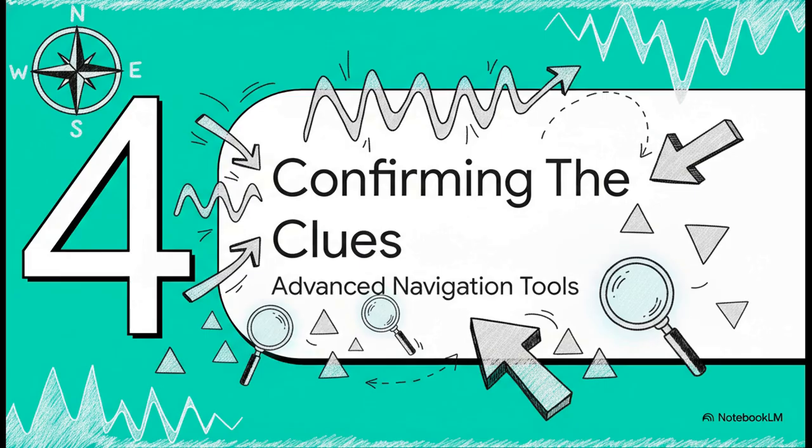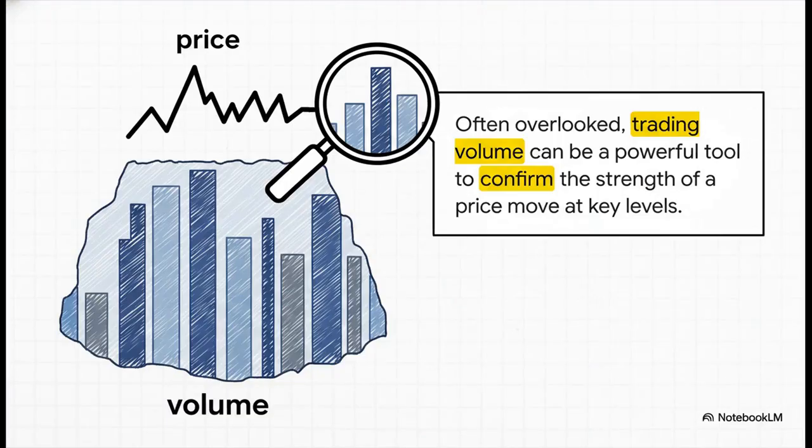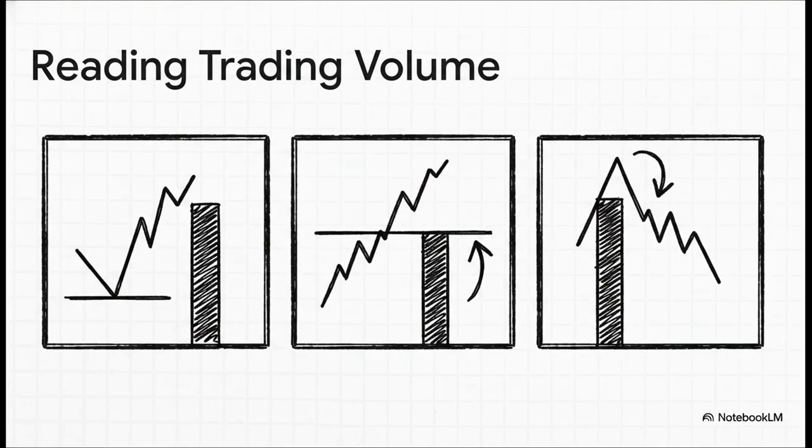And one of the most powerful confirmation signals is one that's often completely ignored: trading volume. Volume tells you the story behind the price move. It shows you how much conviction there is behind the buying and the selling. So here's how you use it. If the price comes down to support and you see a big spike in volume, that's a strength test. It shows a huge wave of buyers stepped in.